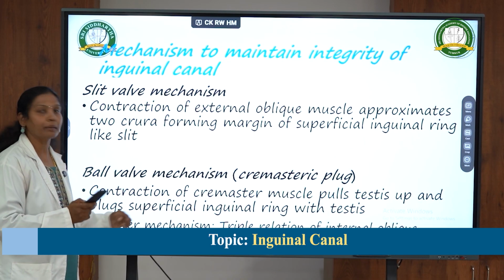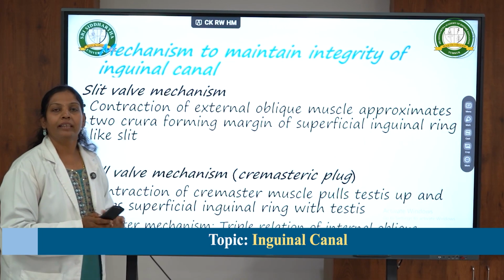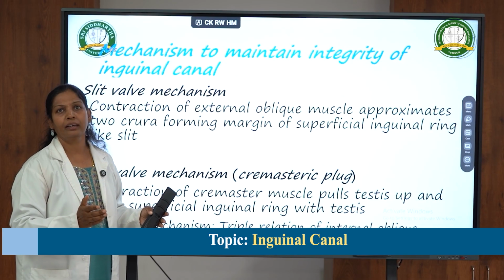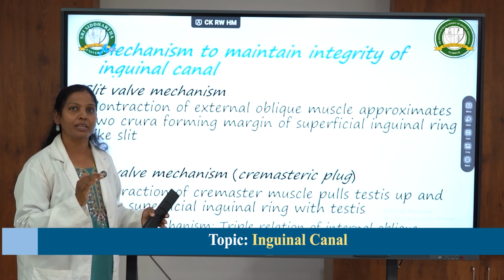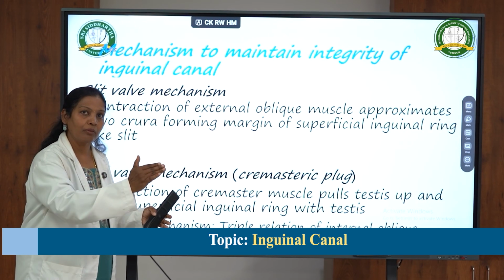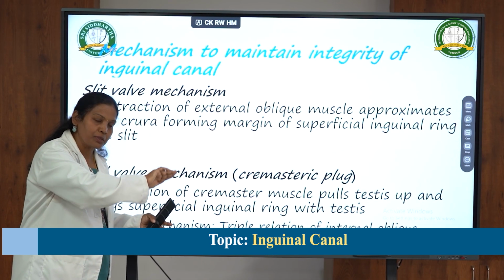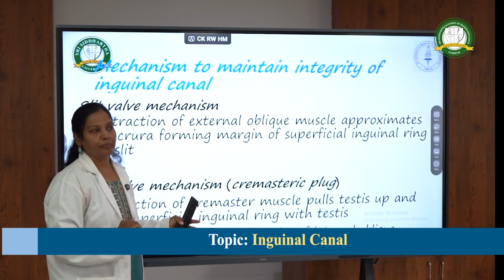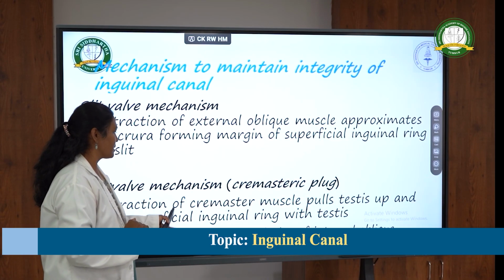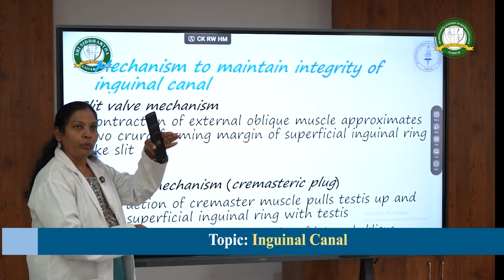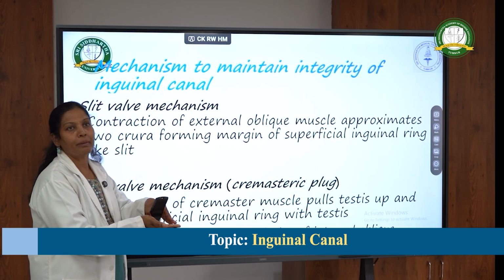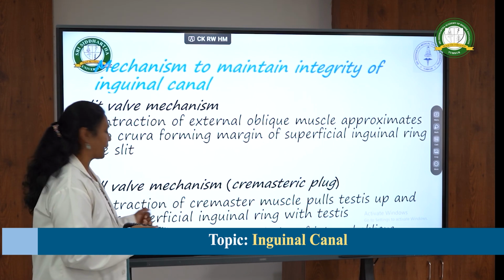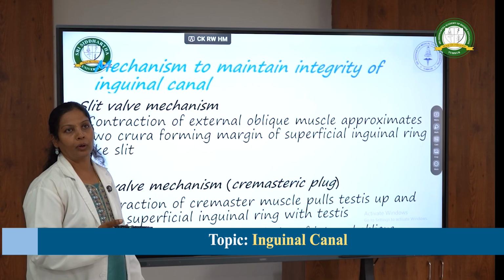And one more is shutter mechanism. We should note that the internal oblique abdominis muscle has got triple relation with the inguinal canal. What are the triple relations? It is forming the anterior wall, it is forming the roof, it is also forming the posterior wall. Okay, it has got triple relation with the inguinal canal. Okay, so when this muscle contracts, what happens? The roof and floor are approximated with each other, okay, like a shutter. So that is called as the shutter mechanism of the internal oblique abdominis muscle.